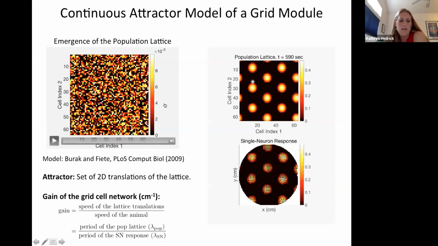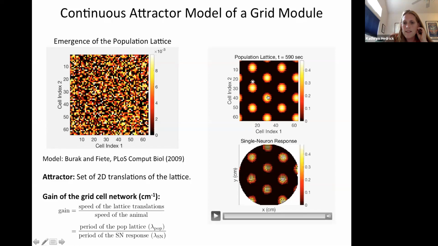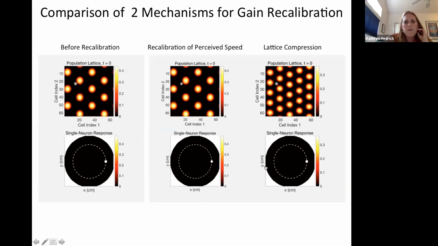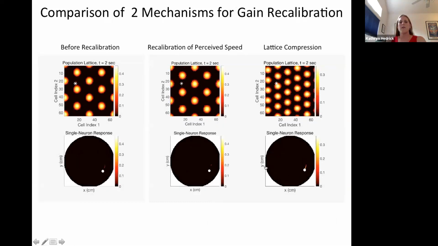The gain of the path integrator, defined as the speed of the lattice translations over the speed of the animal, can also be given by the period of the population lattice, this distance here, divided by the period of the single neuron response. Okay, so I'm going to go ahead and start this video and then we'll talk about it.